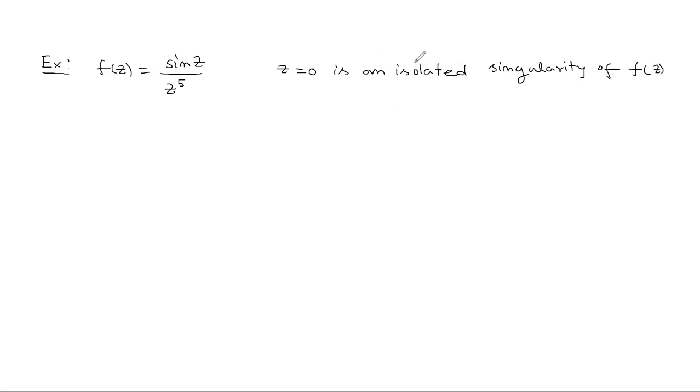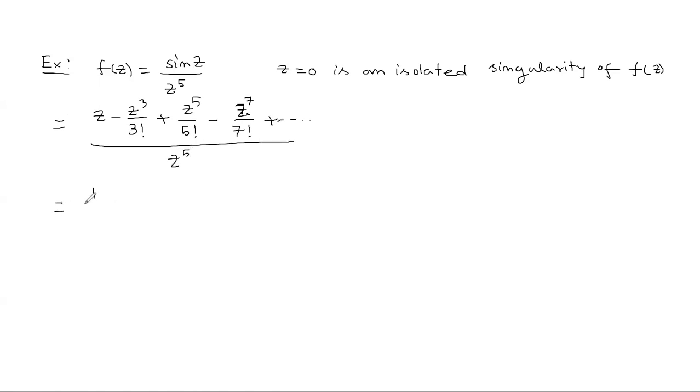So let us try to determine the nature of this isolated singularity. For this, we'll expand f(z). Now the expansion of sin z is z minus z cube by 3 factorial plus z power 5 by 5 factorial, minus z power 7 by 7 factorial and so on, divided by z power 5. So this can be written as 1 by z power 4 minus 1 by (3 factorial into z square) plus 1 by 5 factorial minus z square by 7 factorial and so on.